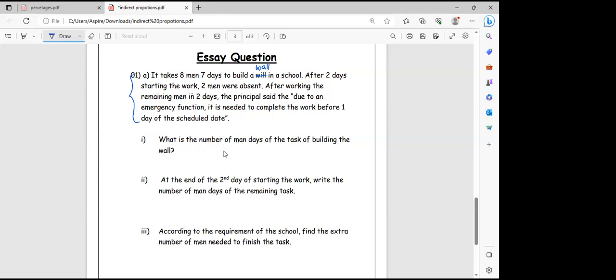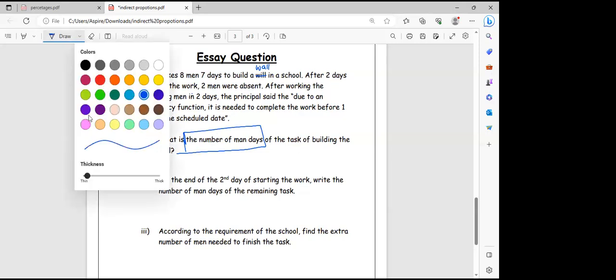What is the number of man days of the task of building the wall? What is the number of man days of the task of building the wall means what is the magnitude of the work. They have asked about the magnitude of the work. How do we calculate these man days?